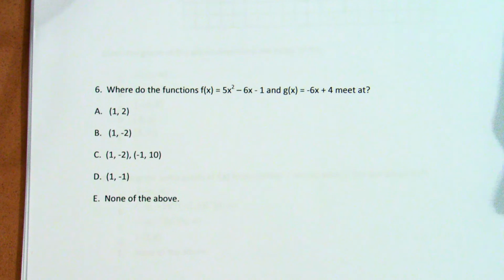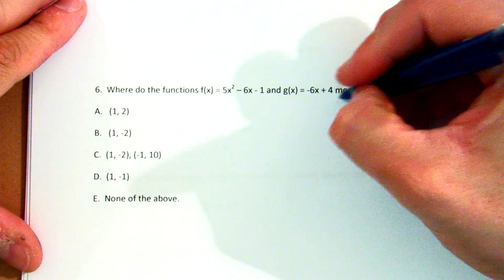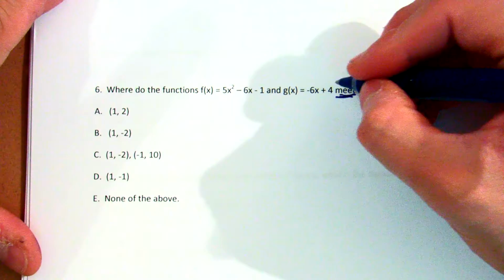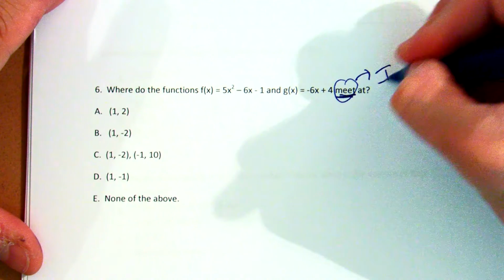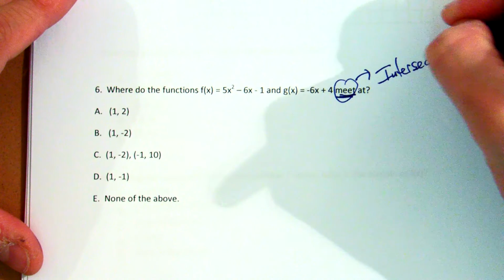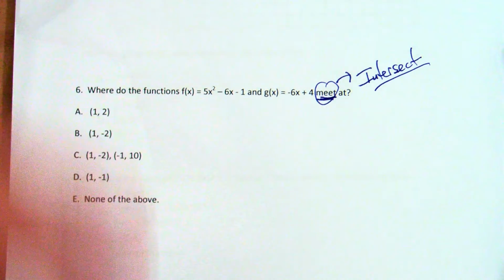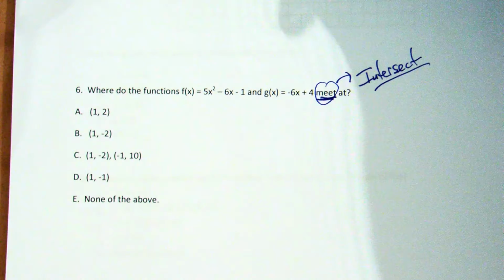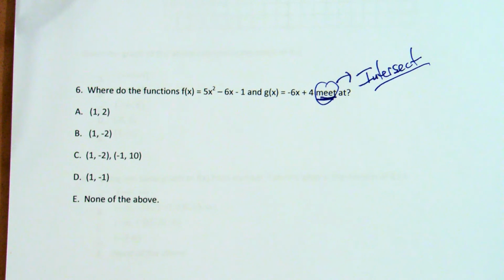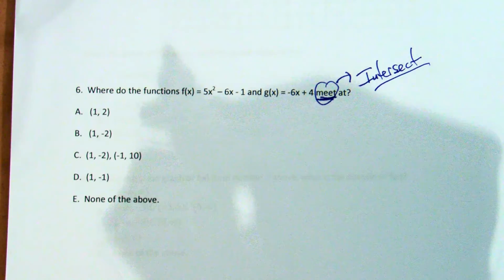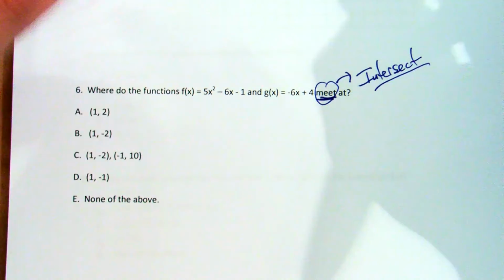Where do the functions f of x equals 5x squared minus 6x minus 1 and g of x equals negative 6x plus 4 meet? So they say meet. Meet means also intersect. So how do we find where functions intersect? You can graph it, right? You can either use your calculator, if you have it, or you can use algebra.